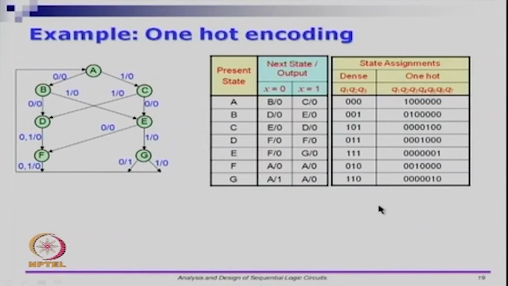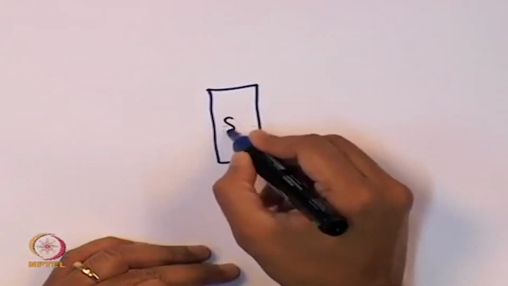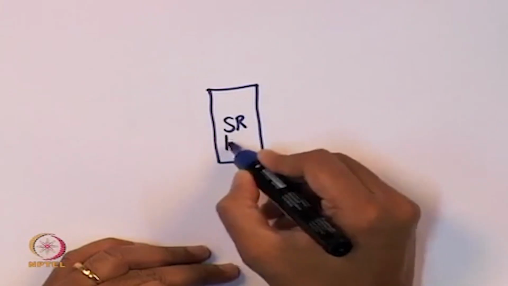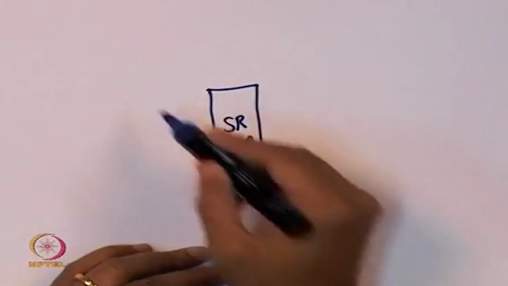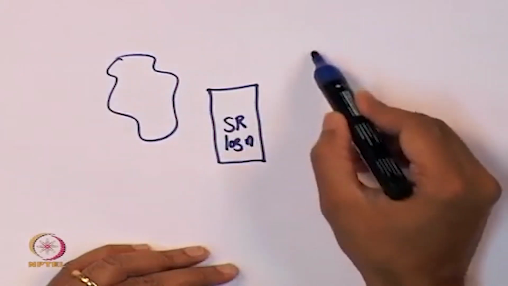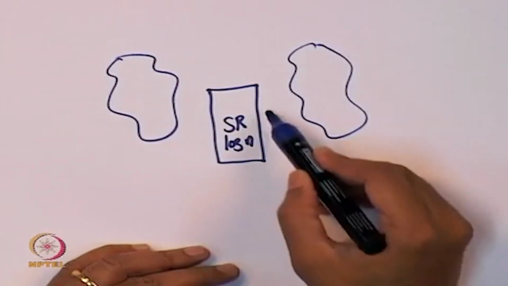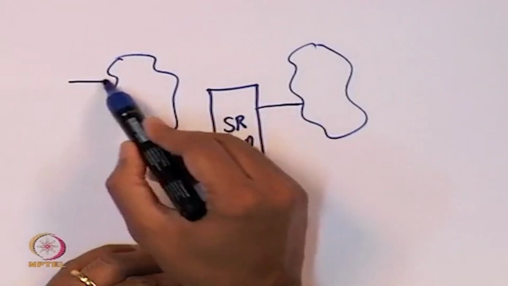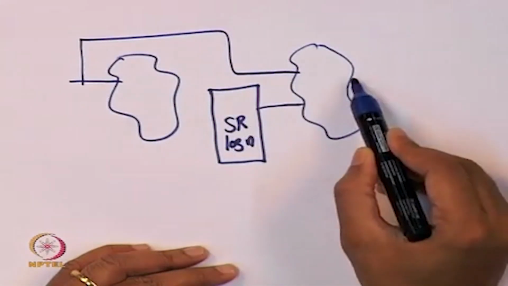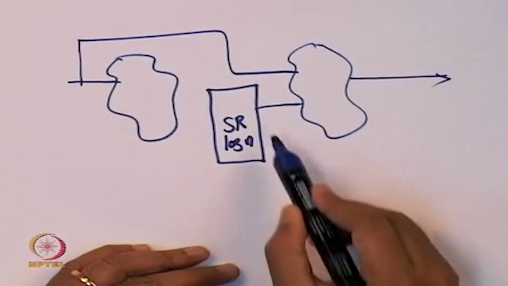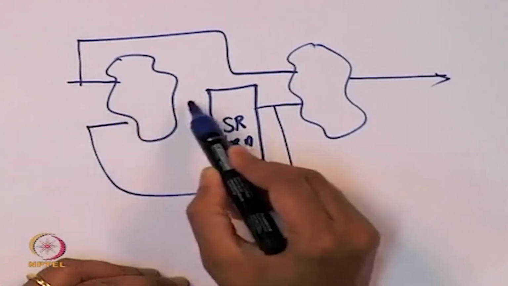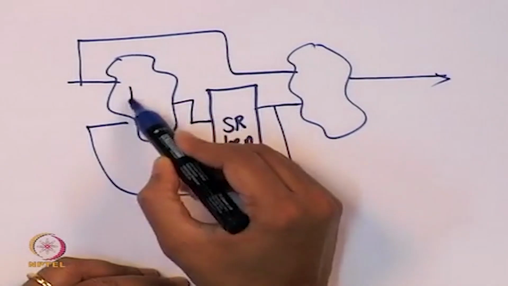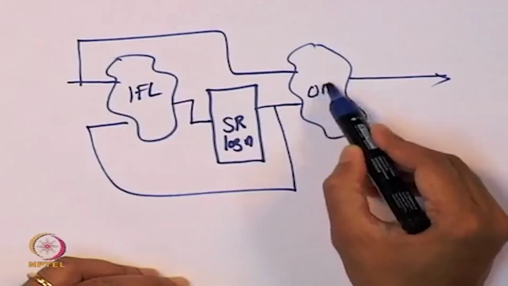If you go back to binary encoding, you have the state register which in some sense is compressing. Let us look at the picture here. You have a state register, which uses log n flip flops for n states. You have some input forming logic and some output forming logic. The current states and the inputs form the outputs, and the current states and the inputs form the next state. This is the input forming logic, this is the output forming logic.